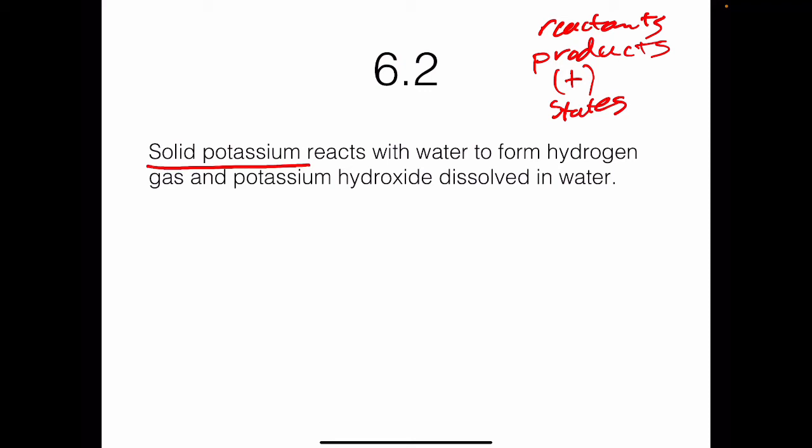Solid potassium is the first thing that we want to look at. So if we look at the periodic table, we should know where potassium is, but if you don't, potassium has the symbol K.